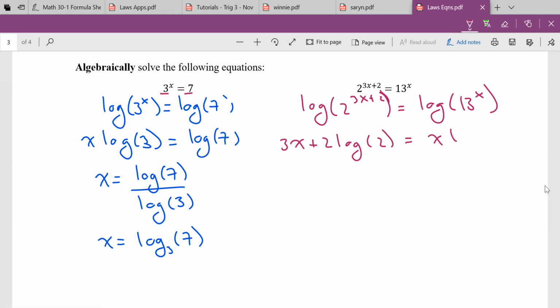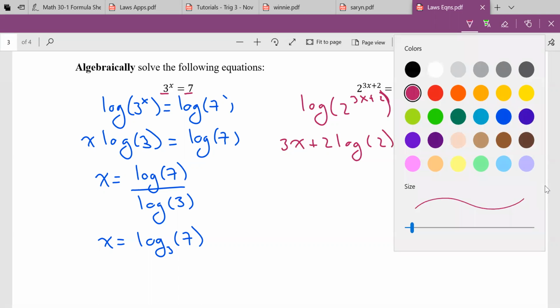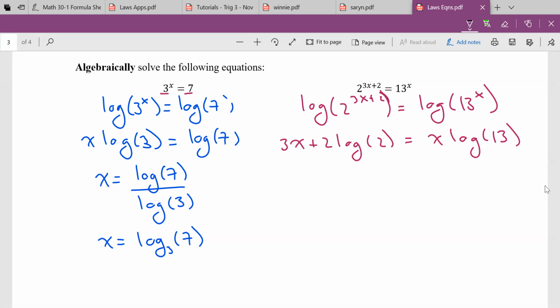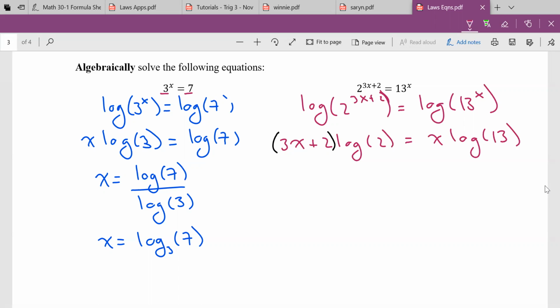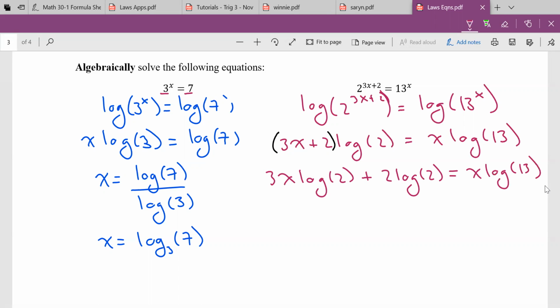And I did something wrong on purpose here. I see this quite frequently when students are learning how to do these. Please make sure that 3x plus 2 is in parentheses, because what we're going to do now is distribute everything out. If those parentheses weren't there, maybe you forget to do that step. So that's a big mistake. Don't do that.